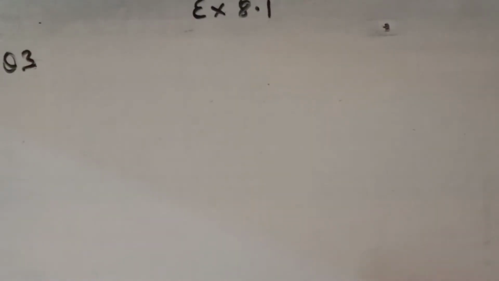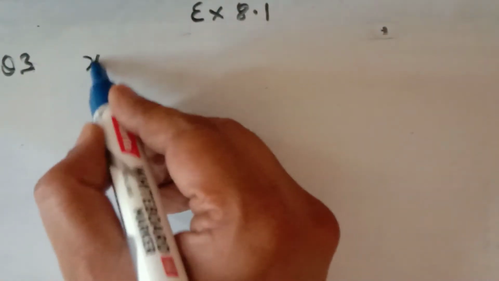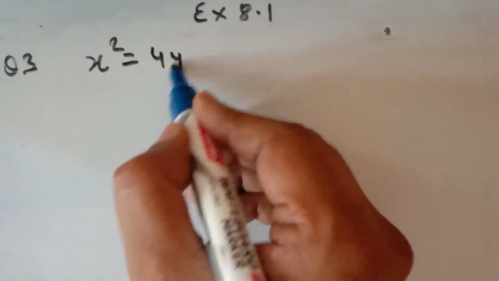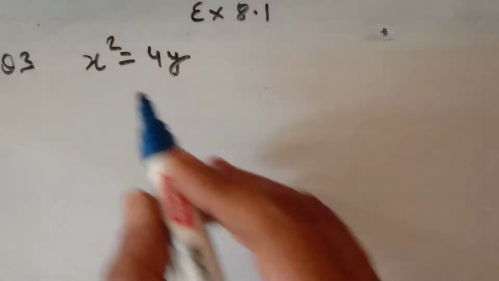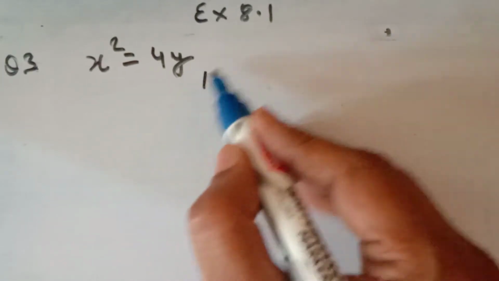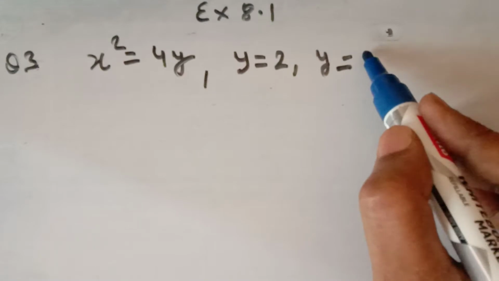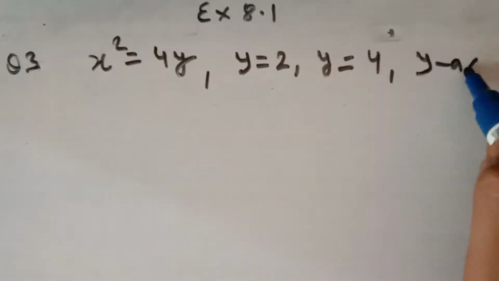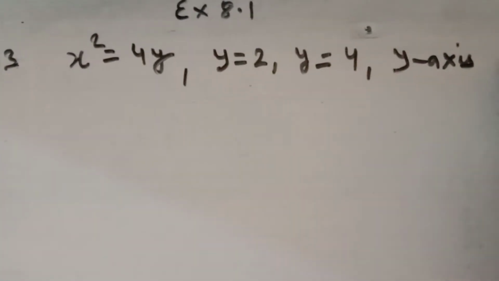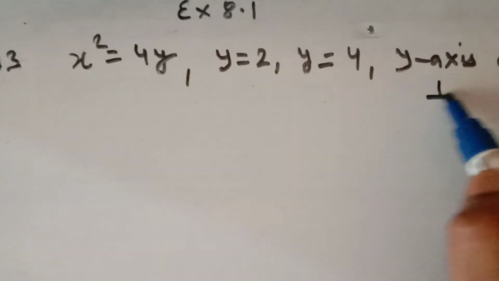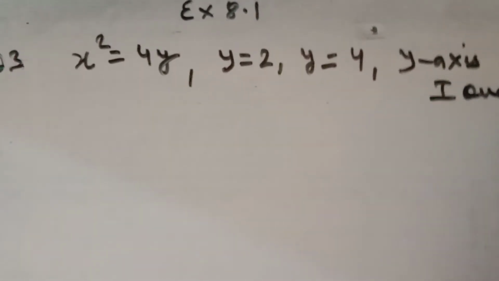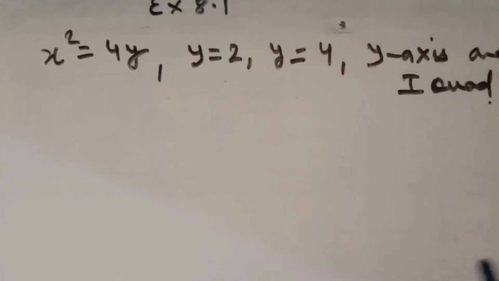It is given that there is a curve x square is equal to 4y and you have to find the area bounded by this curve between the limits y is equal to 2 and y is equal to 4, the y-axis, and in the first quadrant. You have to find this area. Now first of all, you have to detect what this given curve denotes.